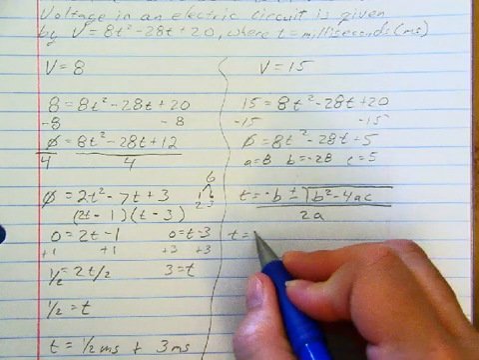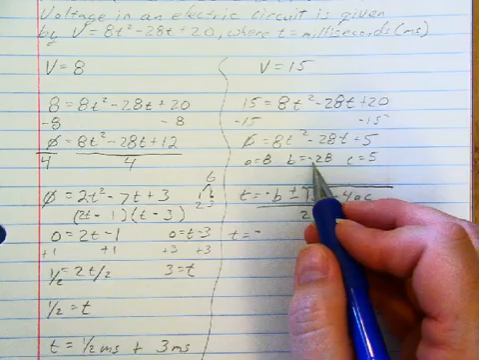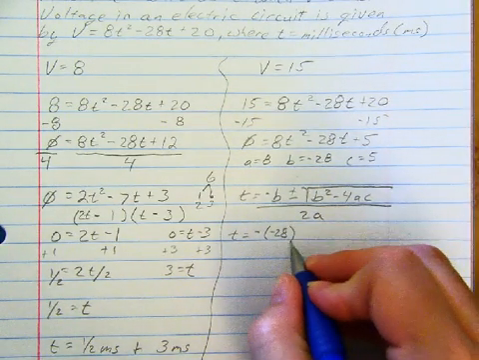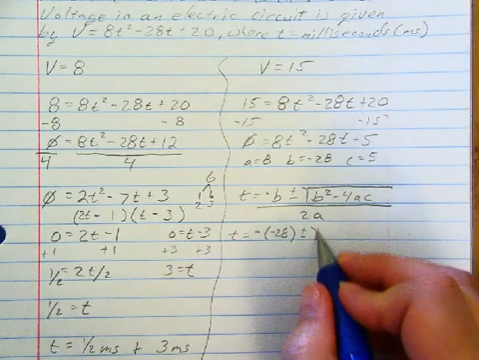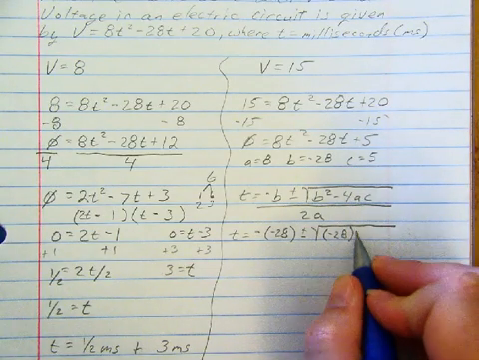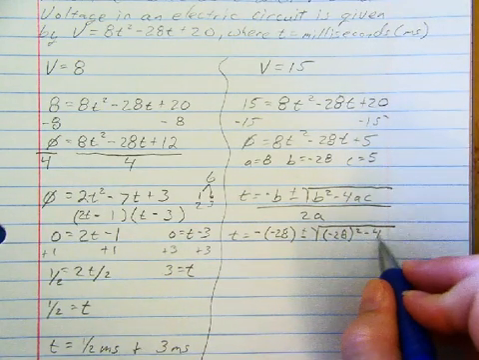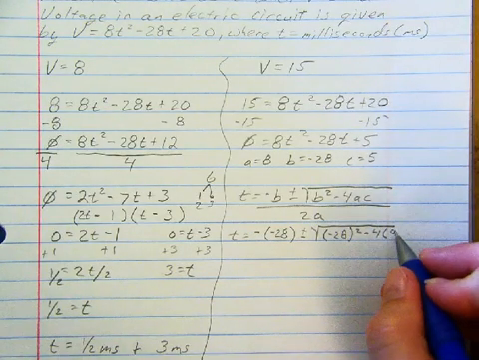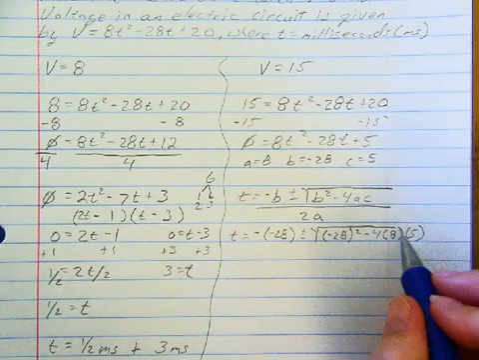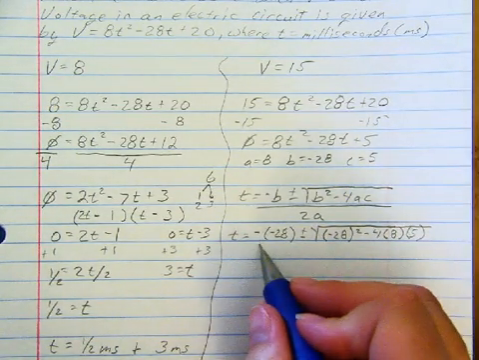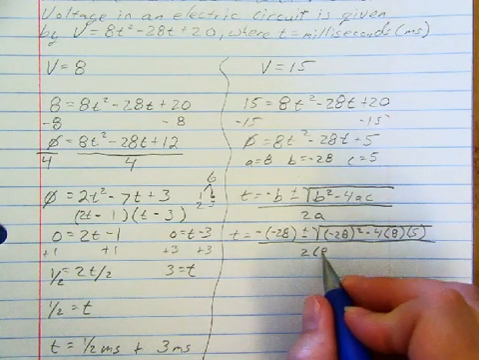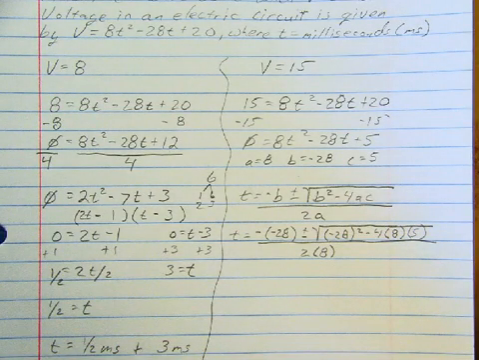t equals negative b, so negative 28, plus or minus the square root. b was negative 28 squared minus 4 times a, which is 8, and c is 5, divided by 2 times a, and a was 8. So now we're just going to be simplifying.